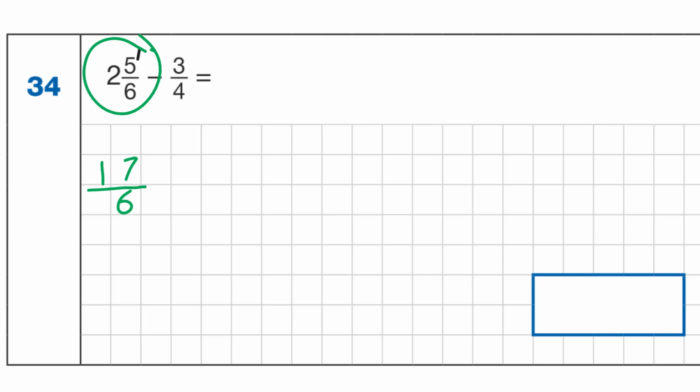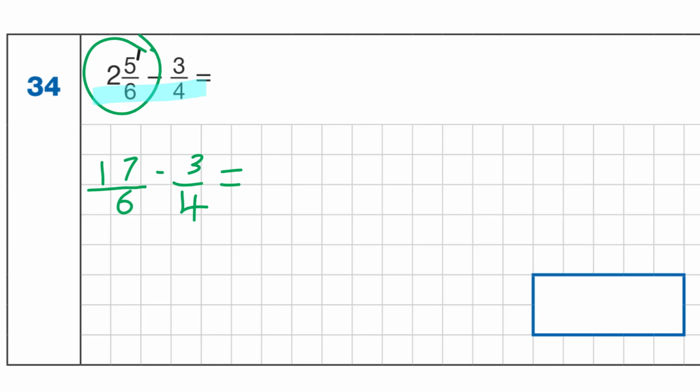Now the next thing is, I spotted that these don't have the same denominator. So if I just wrote this out again, take away 3/4. I've spoke earlier on about how I always check if my smaller denominator can fit into my bigger denominator. Now 4 is not a factor of 6. Okay, so 4 is not going to multiply up to make 6. So I need to find a common multiple.